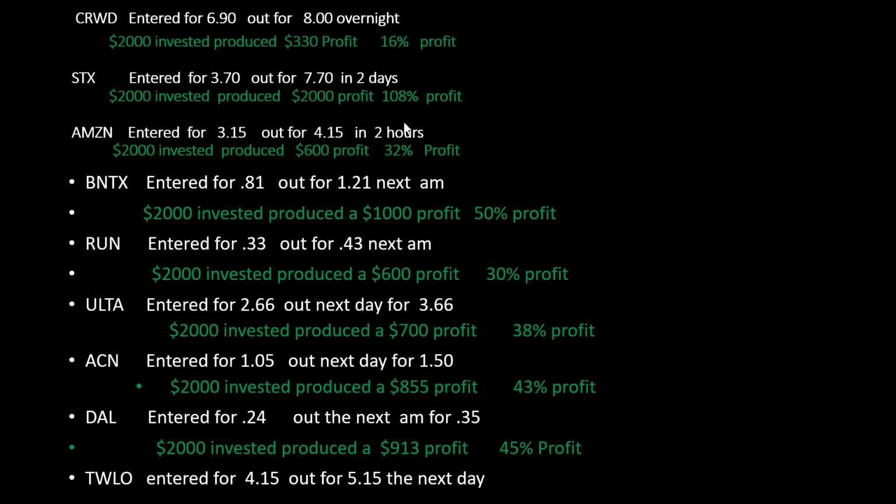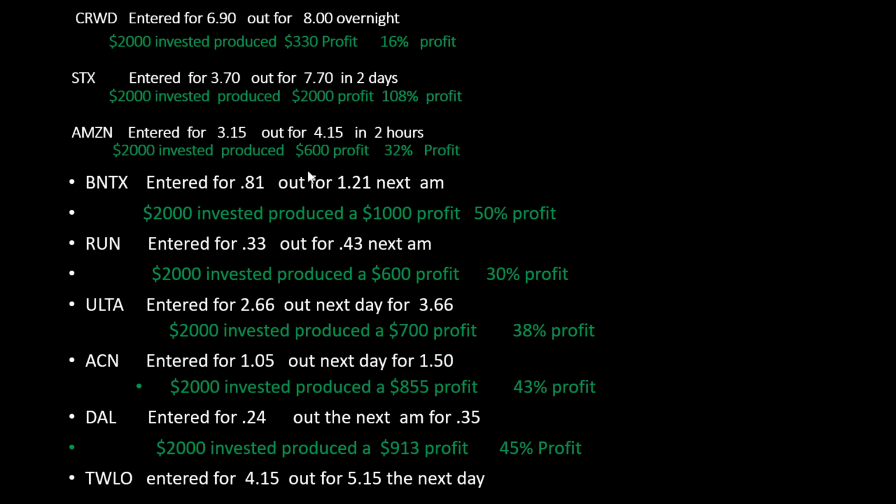And these are some trades. These are actual alerted trades that we took recently. Crowd, we get in for $6.90, out for $8. That was an overnight trade. STX, again, this was a big one. We get in for $3.70, and we were in this for 2 days, and we get out for $7.70. That was a 108% profit, really massive.